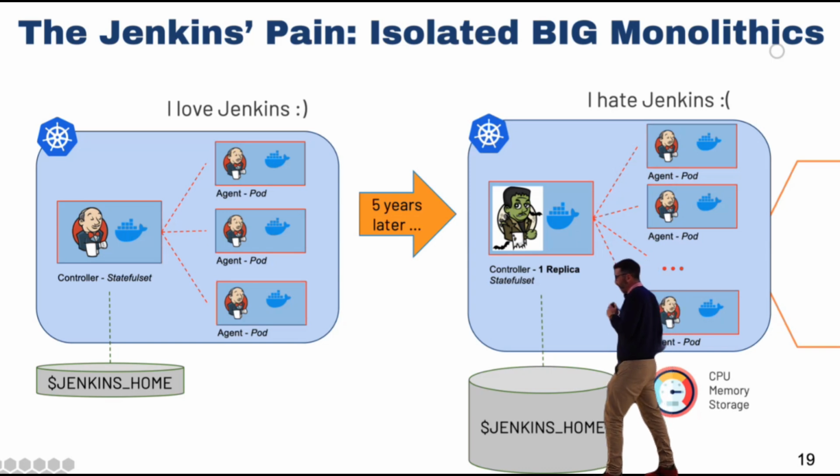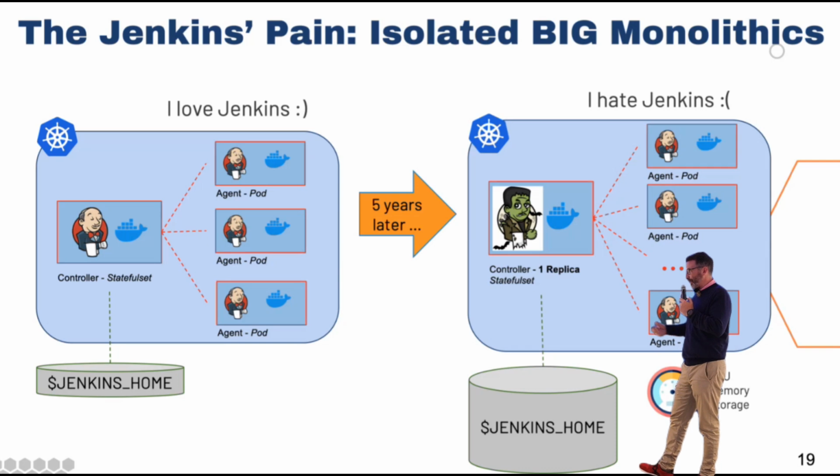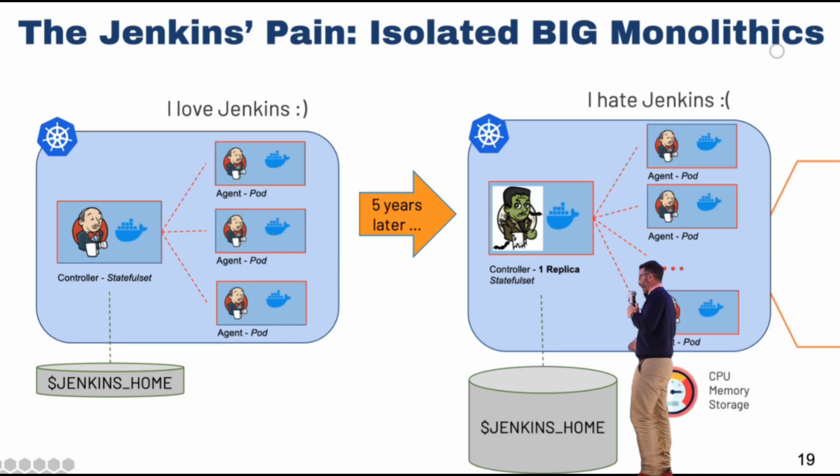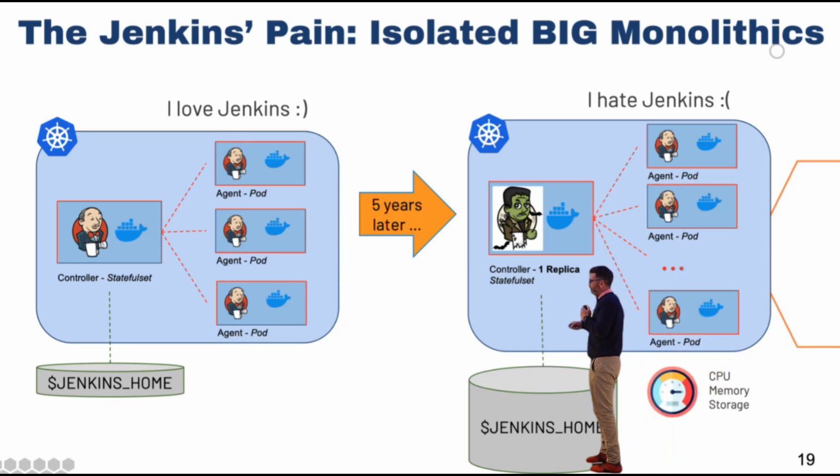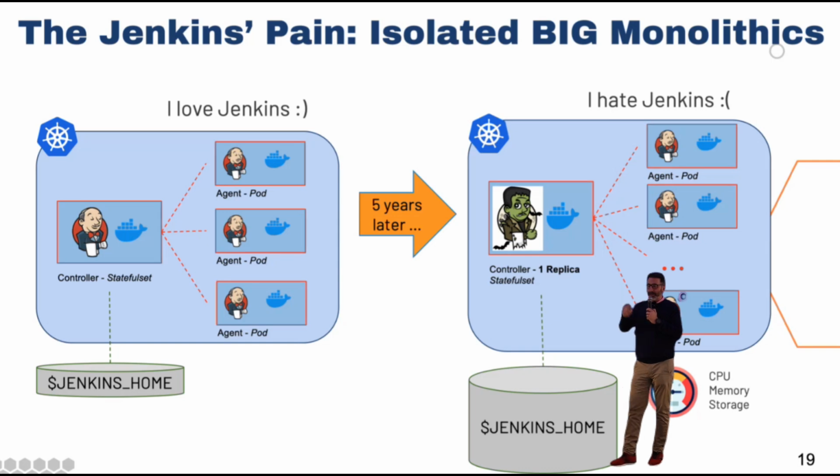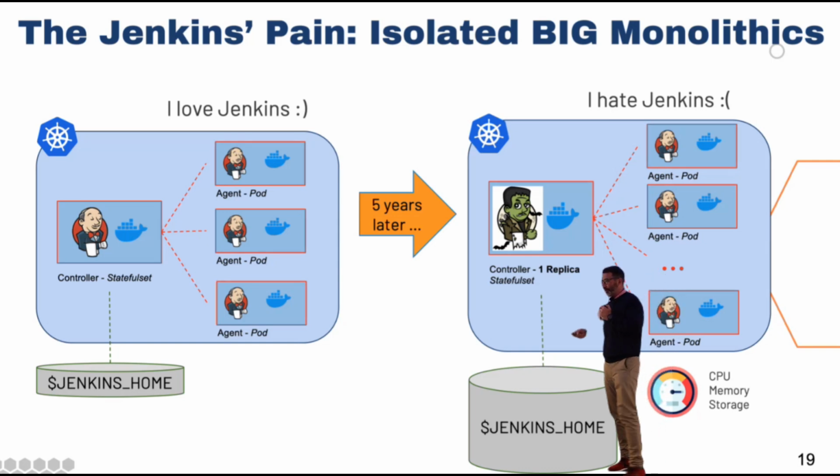It's a massive Jenkins with a heavy consumption of CPU, memory, storage. And the problem is not that. The problem is that if that controller for any reason fails, it's a single point of failure. Okay, so that's one of the most important problems.